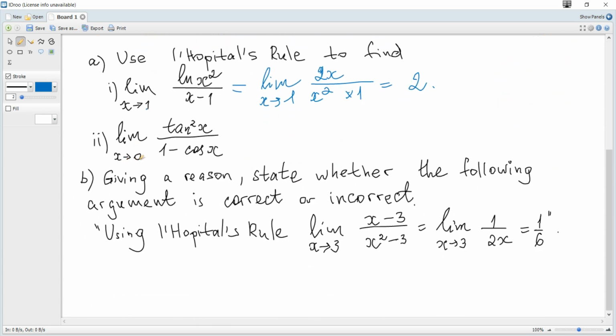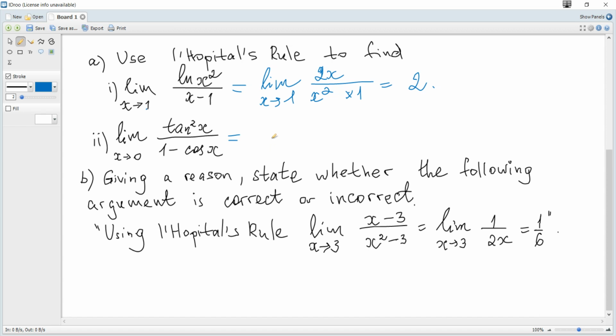Next, the limit when x tends to 0 of tangent square of x divided by 1 minus cosine of x. So again, the first step, we just substitute this value for x, and we can see clearly that it's 0 over 0, so L'Hopital's rule can be applied directly.